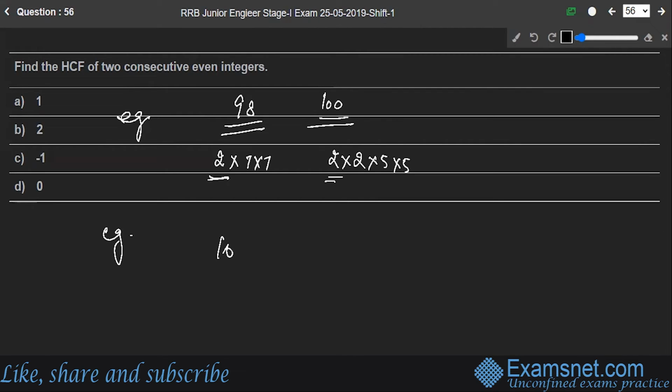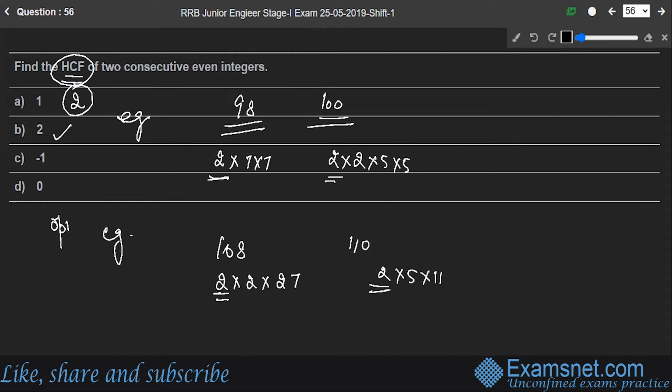You can take any other example, let's say 108 and 110. So this is 2 into 2 into 27, right? And 110 gives the factors 2 into 5 into 11. Again, the highest common factor is 2. So the answer to the question, the HCF for two consecutive even integers, is always 2. B option, right answer. Hope you understood.